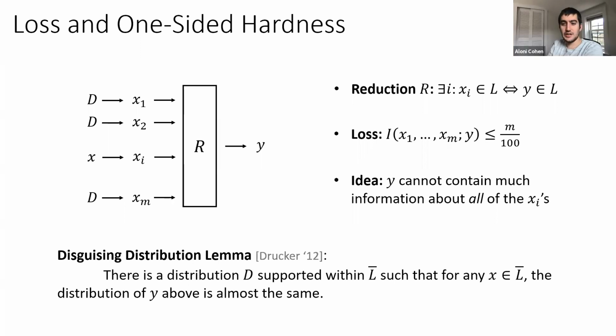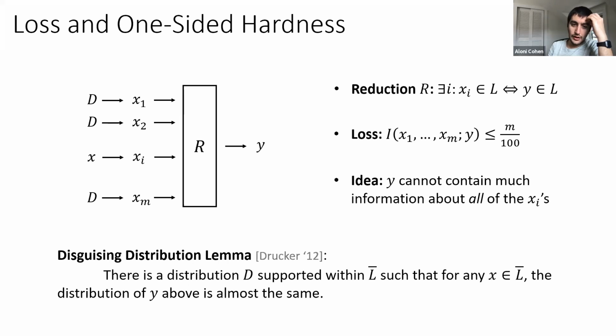So there exists an index I? That's for a random index I. Sorry? For a random index I. So the experiment is you pick a random I, put your x there, and all the other inputs you take from this D. And you run the R and you get the Y.